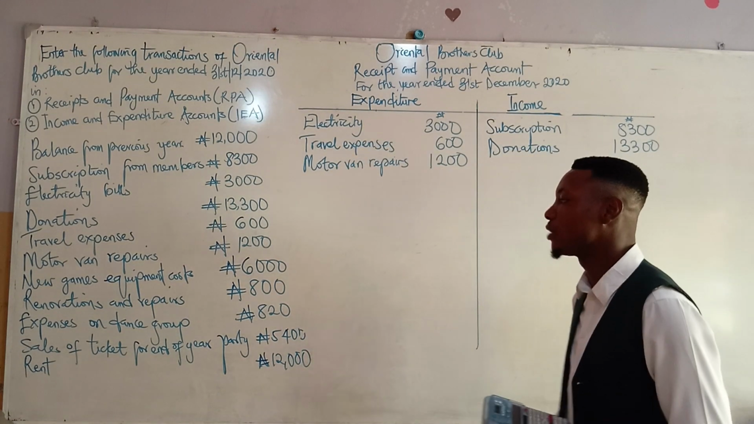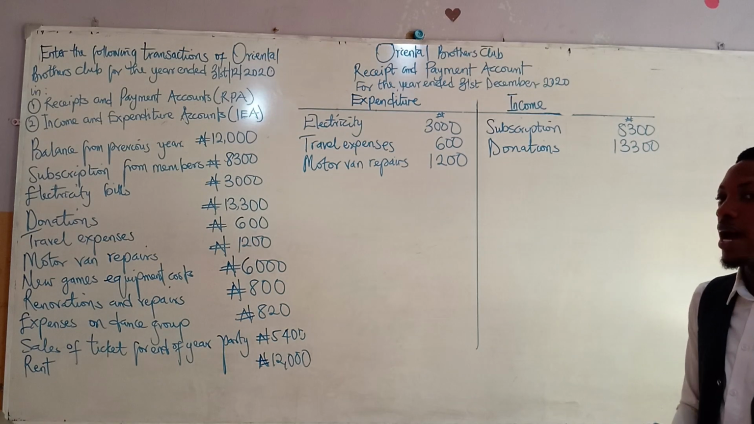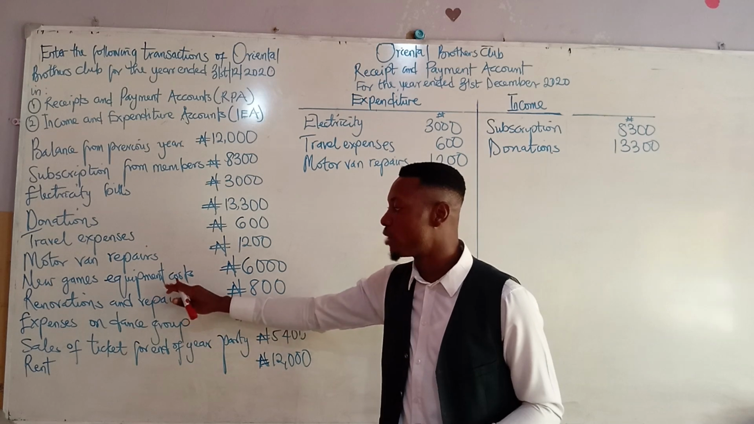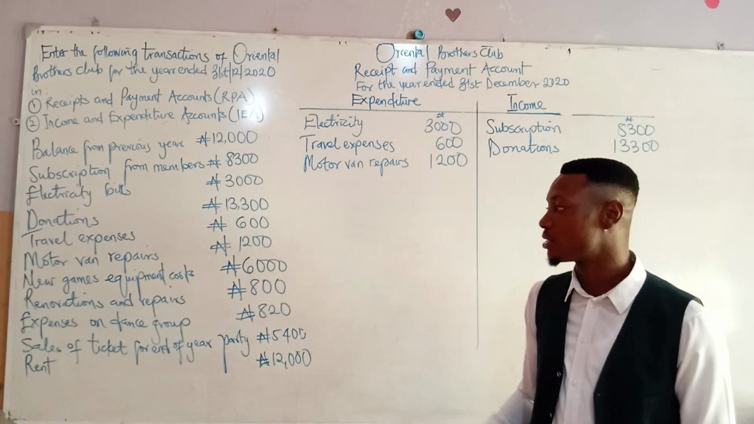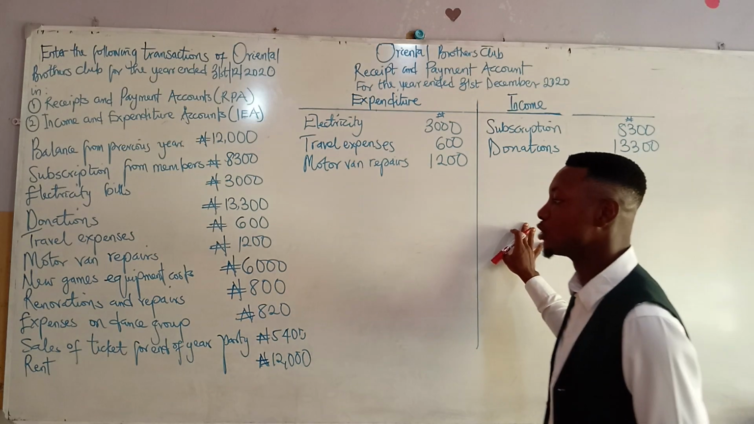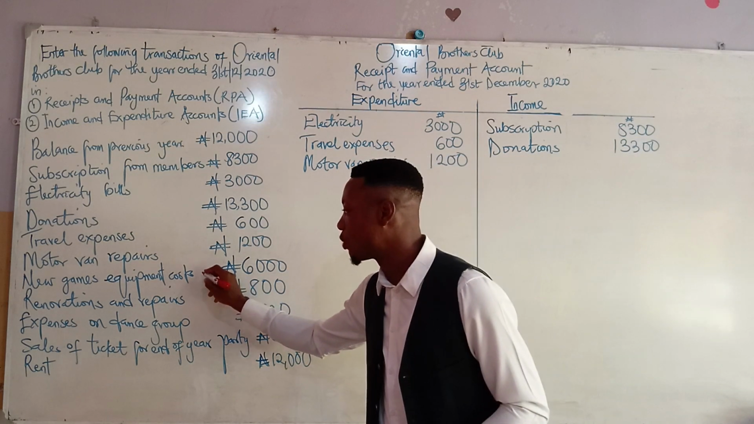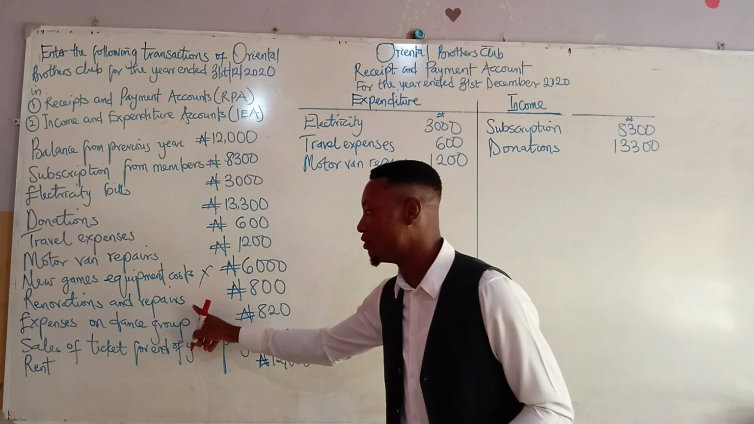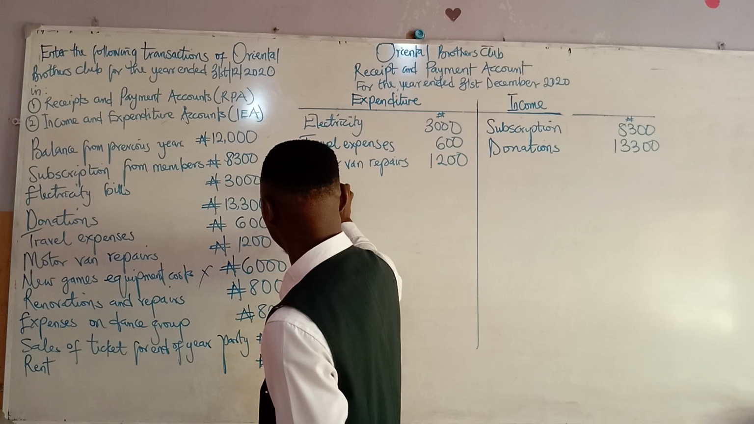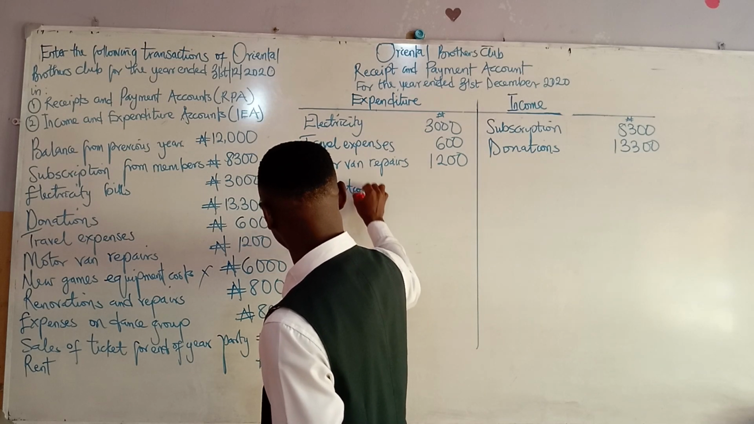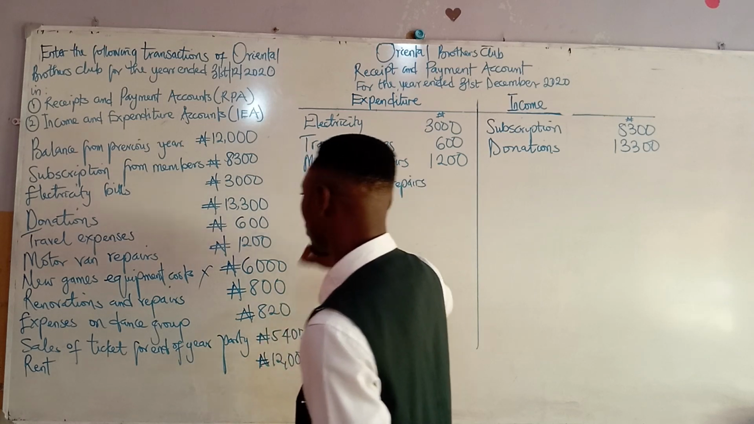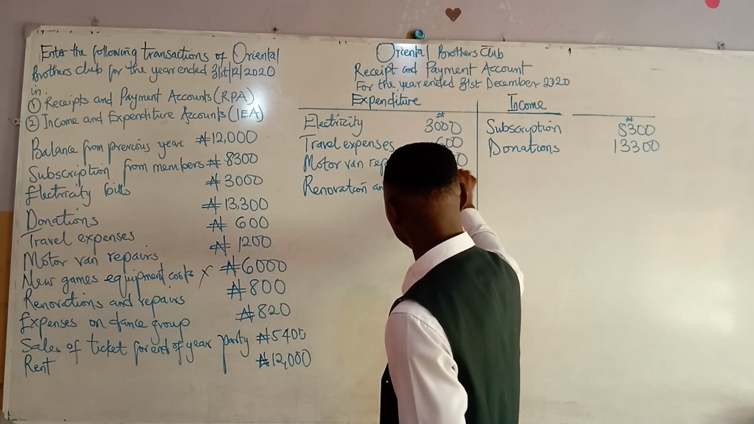Then we have new games equipment cost. Now, new games equipment cost is a fixed asset. New games equipment is a fixed asset, so it is not entered into the income and expenditure account. So we skip the new games equipment cost, and then we go to renovations and repairs. Our renovation and repairs is an expense. So we have renovation and repairs, which amounts to 800.